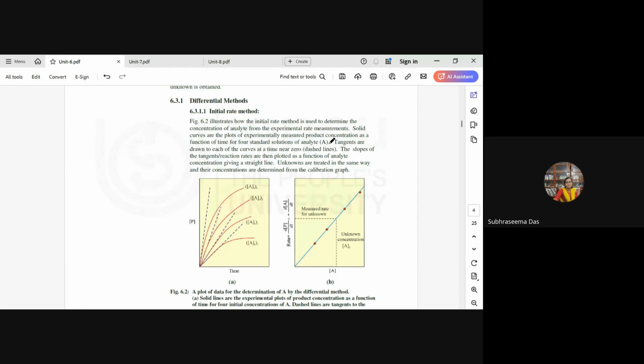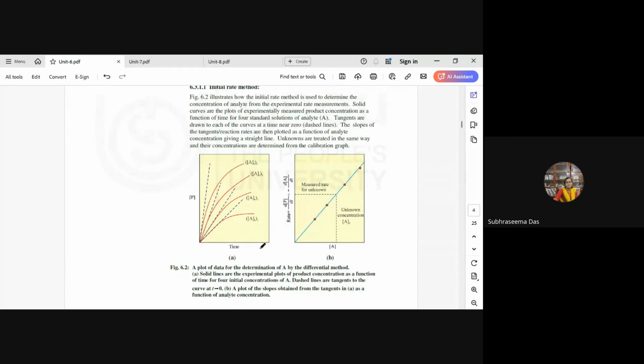In the differential methods, first we should know what the initial rate method is. As the name implies, the initial rate method is used to determine the concentration of the reactant at the initial phase only, like from 1 to 3%. When we look at figure 6.2a, it shows the plot of data for the determination of A by the differential method. Here we can see two types of lines, the solid lines and the dotted lines. The solid lines are the experimental plots that we have obtained, whereas the dashed lines in figure 6.2a represent the respective tangents.